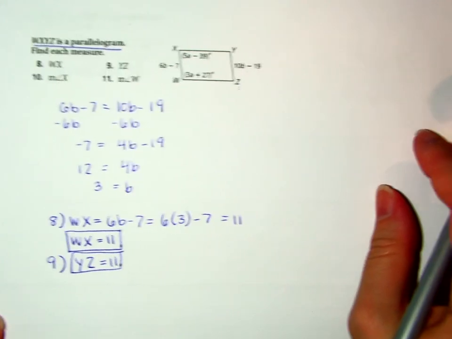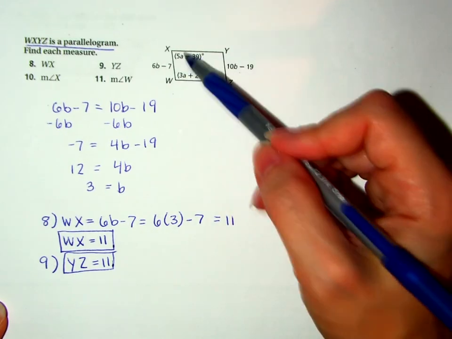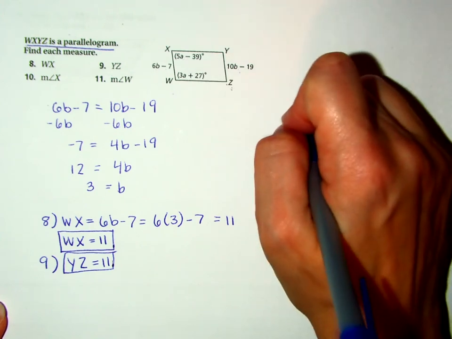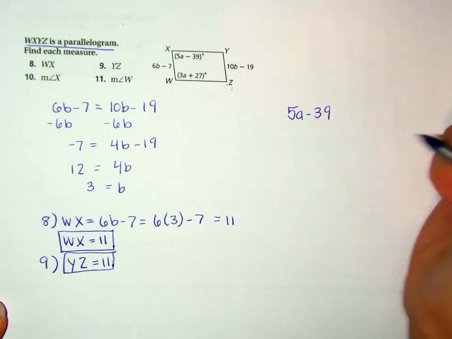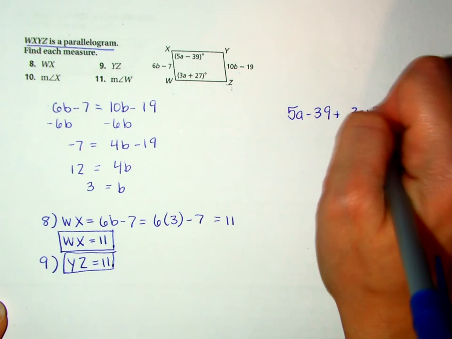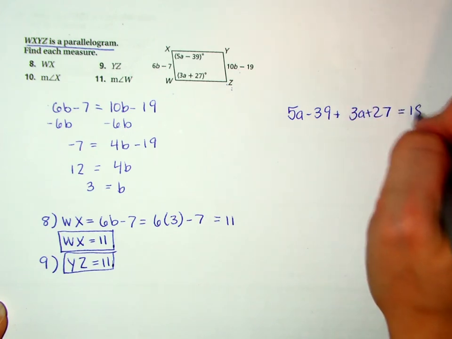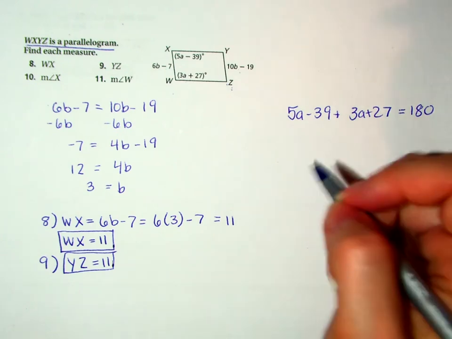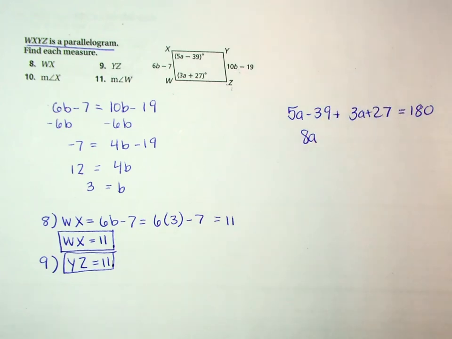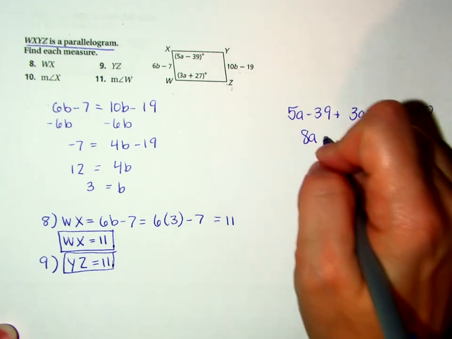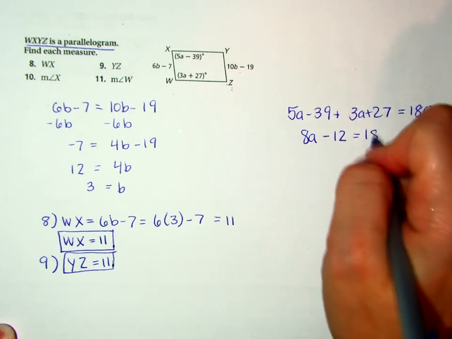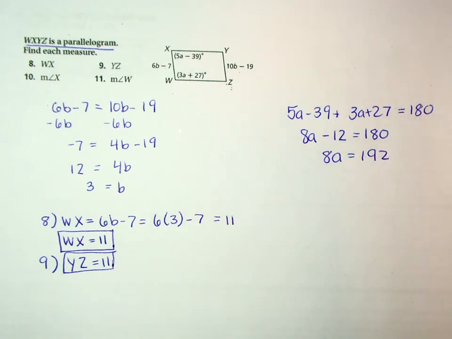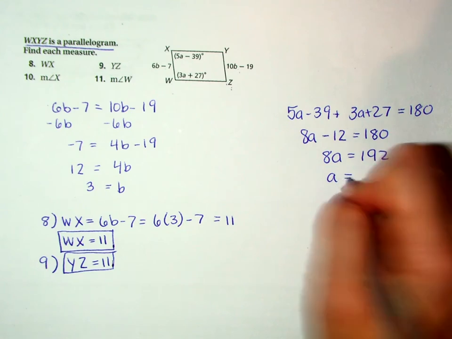Now, in terms of the angles, if you look very carefully at the angles, they have given me 2 consecutive angles. If it's a parallelogram, the consecutive angles are supplementary. So what that means is the 5a minus 39 degree angle added to the 3a plus 27 degree angle has to equal 180. So now we're going to combine our like terms. We're going to do the 5a plus the 3a, which gives me a total of 8a. And then the negative 39 plus the 27, which gives me negative 12 equals 180. We'll add 12 to both sides, so 8a is equal to 192. And then 192 divided by 8 makes a value of 24.